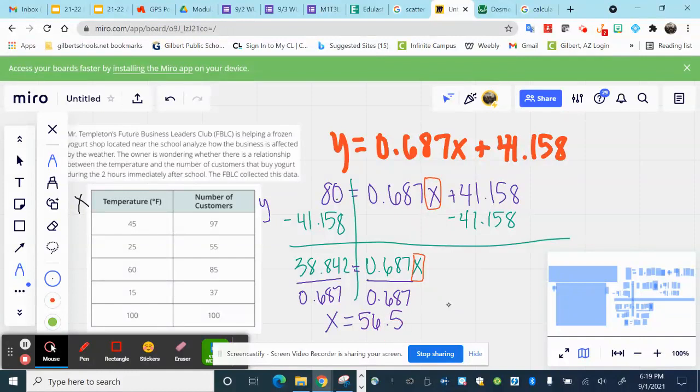And again, because we're looking for the x, that means degrees. So essentially what that means is that for temperatures 56 degrees and above, you should have approximately at least 80 customers in your store.